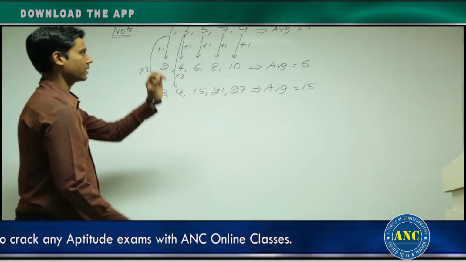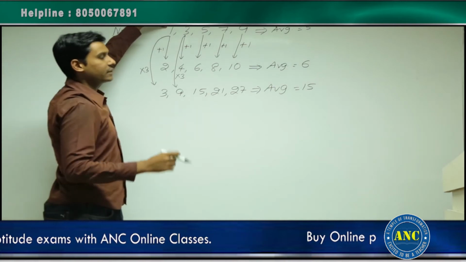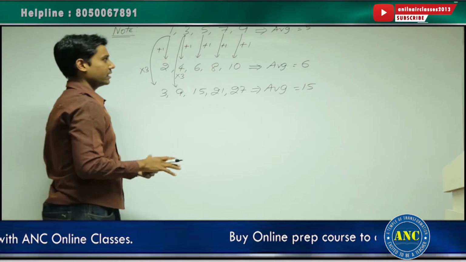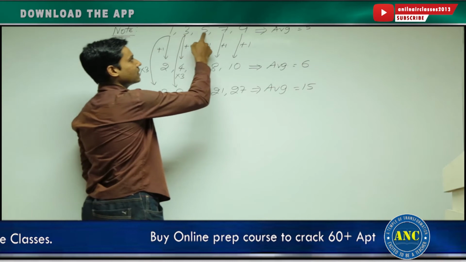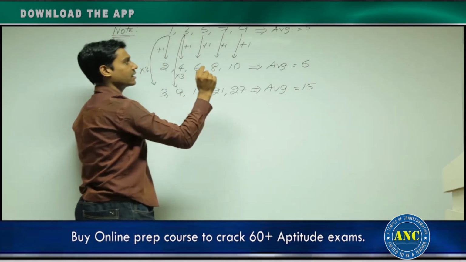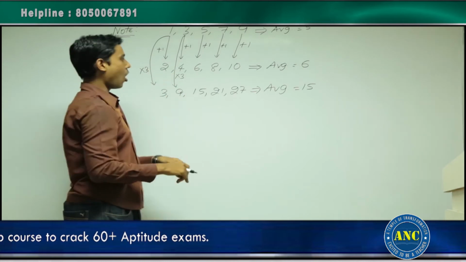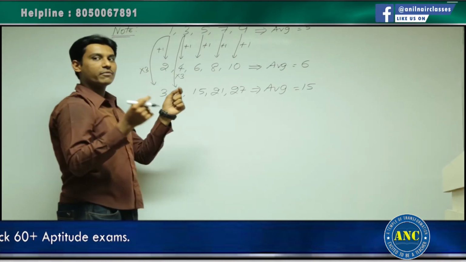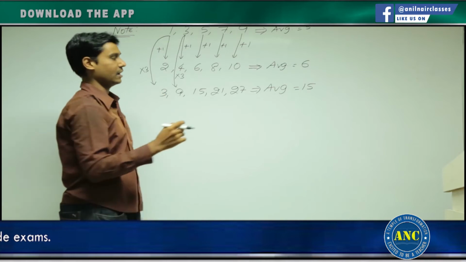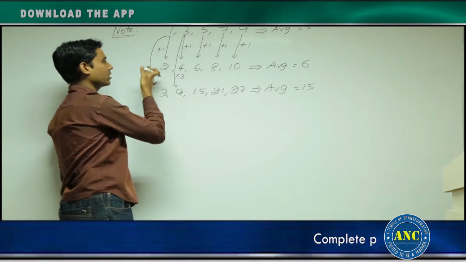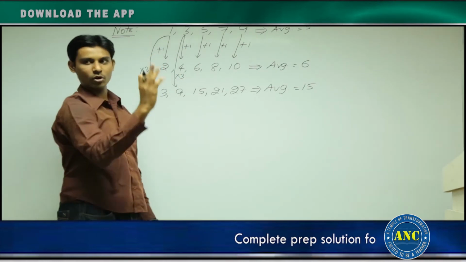Now listen to this statement very carefully. The original series is 1, 3, 5, 7, 9. If each term in the given series is increased or decreased or multiplied or divided by some constant k. In this example, I have taken the constants 1 and 3. It can be any other constant k.